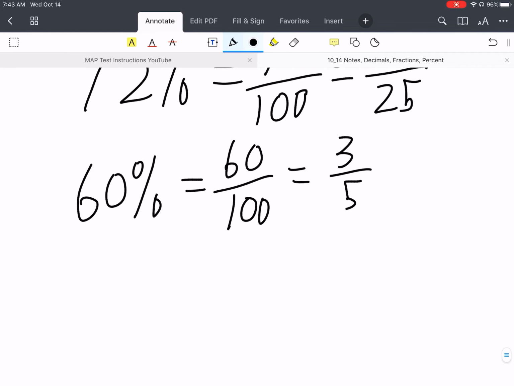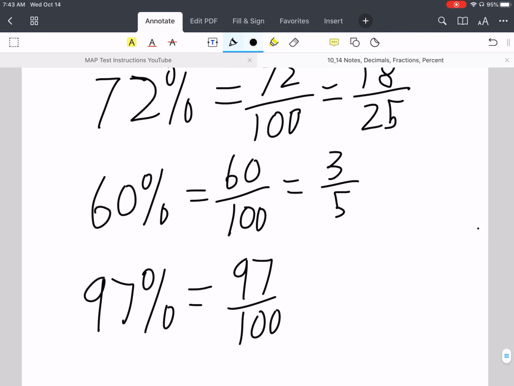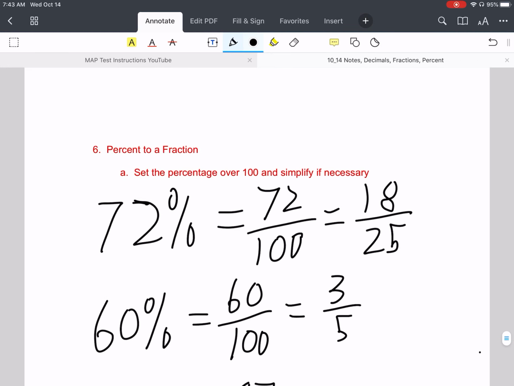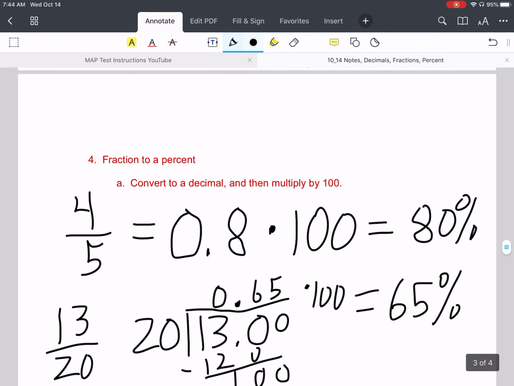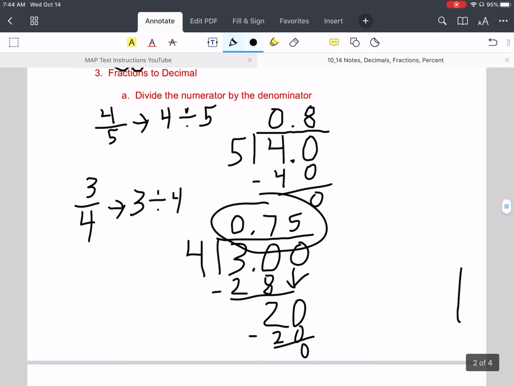If we have 97%, that means you got a 97 out of 100. And that cannot simplify. So I know this was a lot of information. I'm hoping that most of the steps were very simple and you can focus on the fractions to percentages and fractions to decimals, because those are the two toughest.